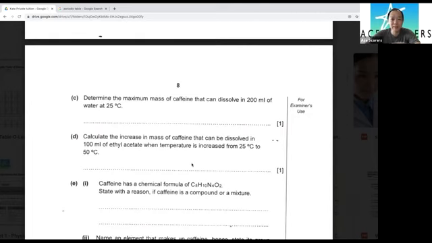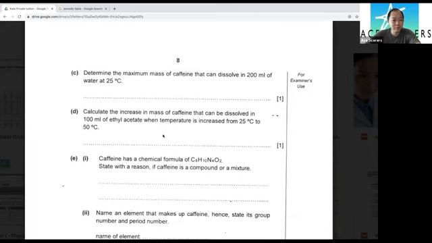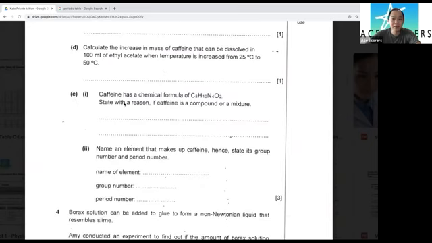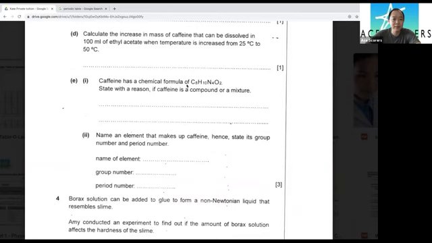Right, so you see an example. All right, we'll just skip this. Okay, E1, this one you can answer. Caffeine has a chemical formula of the following. Is it a compound or mixture? We did a lot of this. Is it a compound or mixture?